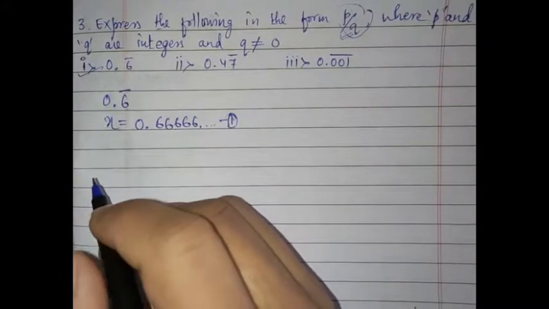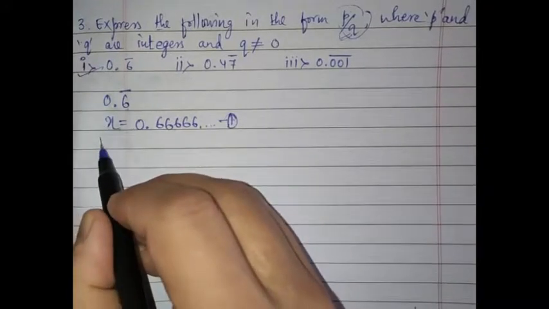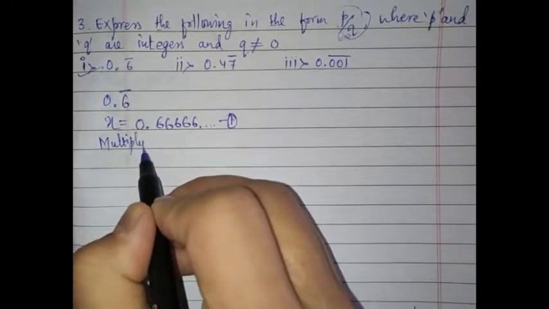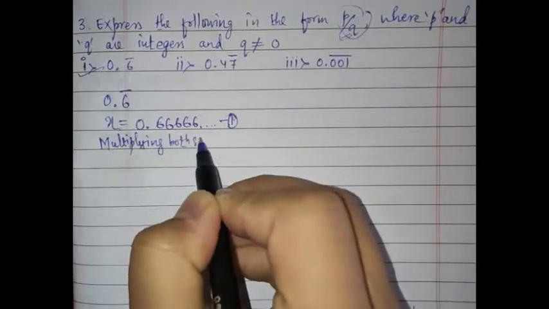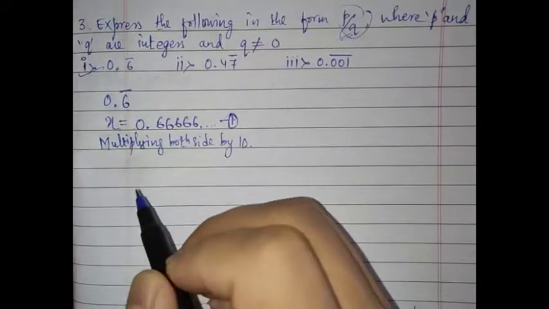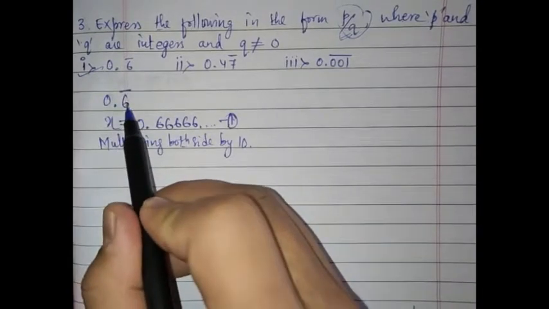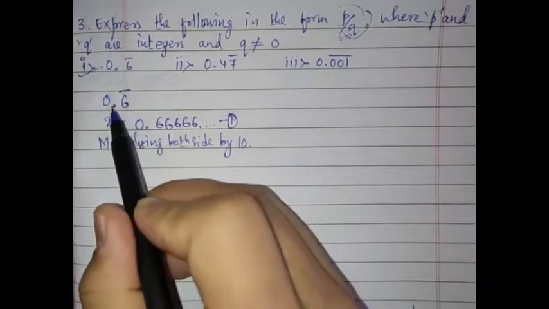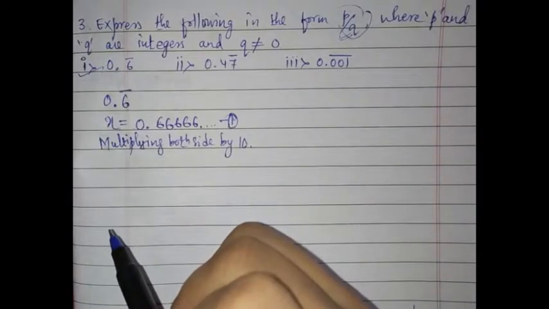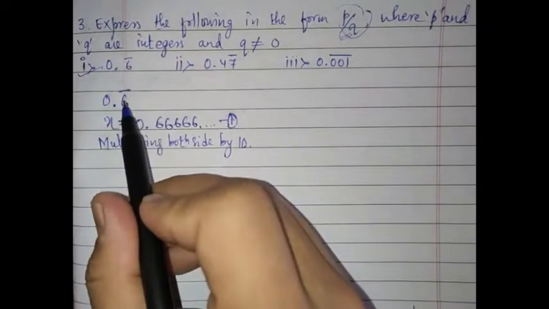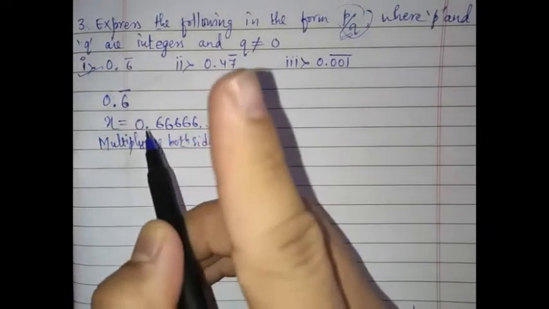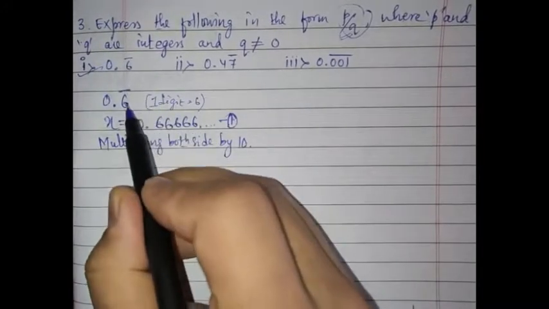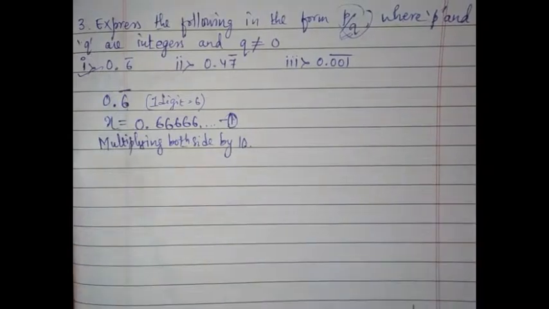Now what we are going to do here is multiply both sides by 10. Why? I'll tell you. Why 10? Because after the decimal only one digit is there and only one digit is getting repeated. After the point there is one digit, so it is 10. Also you can say that only 6 is getting repeated, only one digit, so only one zero will be there. That's why it is 10.